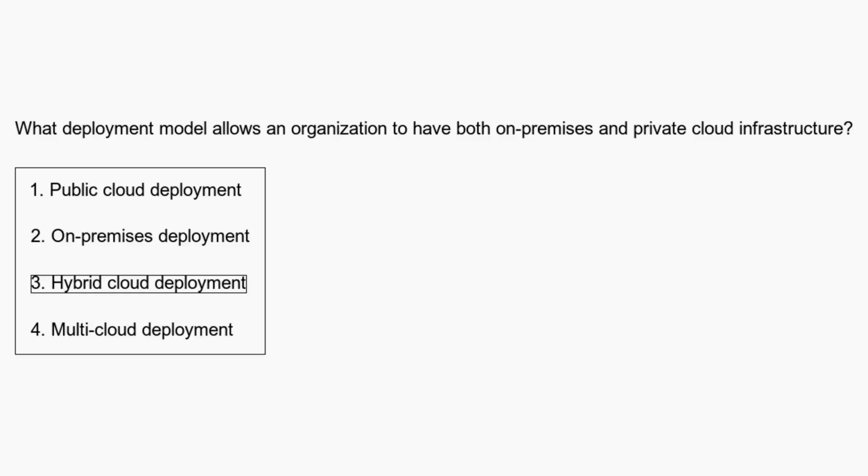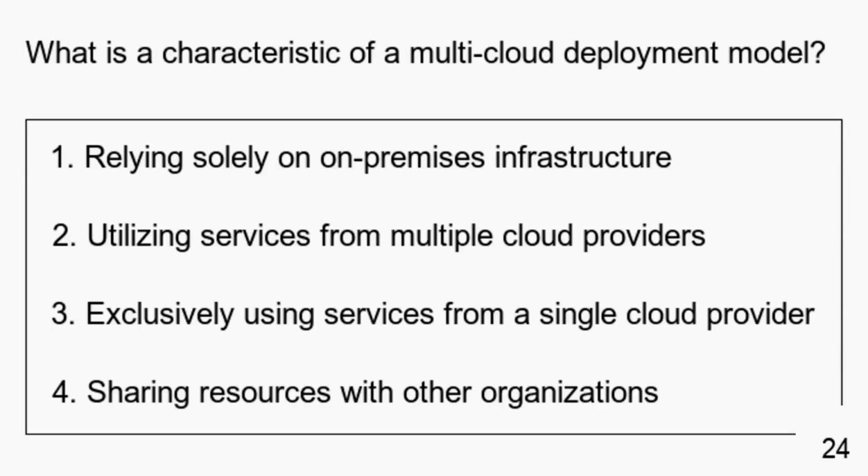A hybrid cloud deployment model involves integrating on-premises infrastructure with private and/or public cloud resources. What is a characteristic of a multi-cloud deployment model? Relying solely on on-premises infrastructure. Utilizing services from multiple cloud providers. Exclusively using services from a single cloud provider. Sharing resources with other organizations.